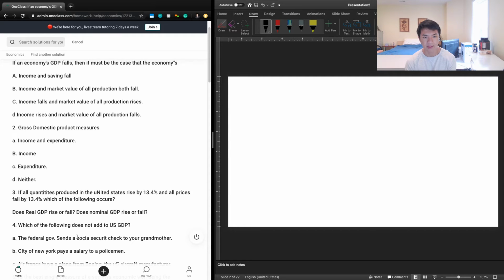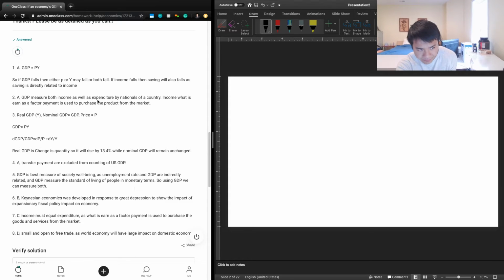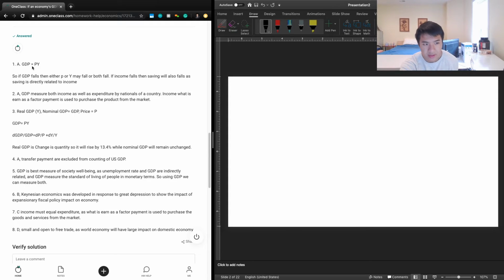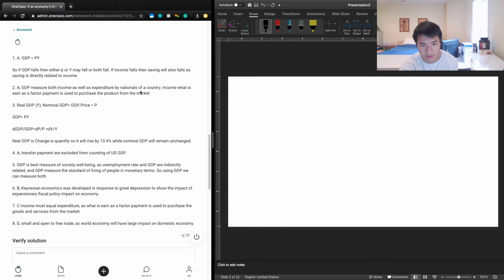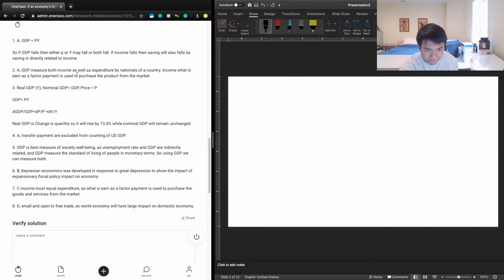And so B is going to be our best answer choice here. If the economy's GDP falls, then it must be the case that the economy's income and market value of all production both fall. So let's take a look at the answer choice provided by the previous tutor. The previous tutor says GDP is equal to price times total production. So if GDP falls, then either P or Y may fall or both fall. If income falls, then saving will also fall, as saving is directly related to income.